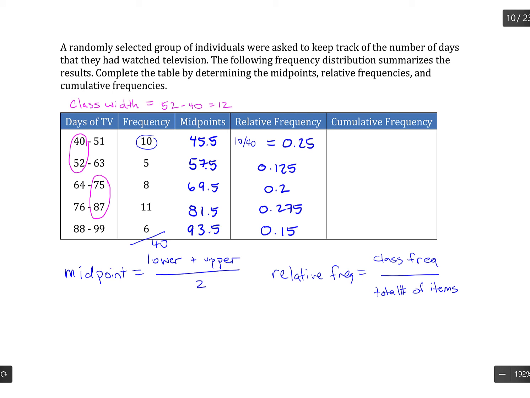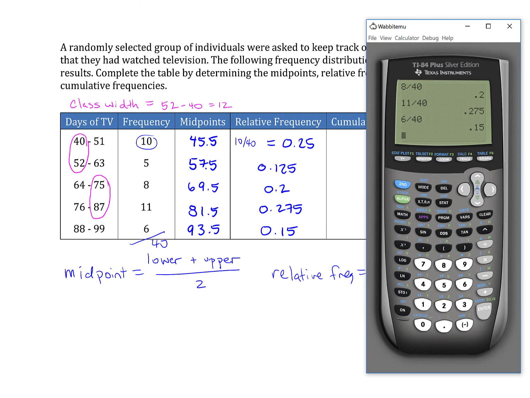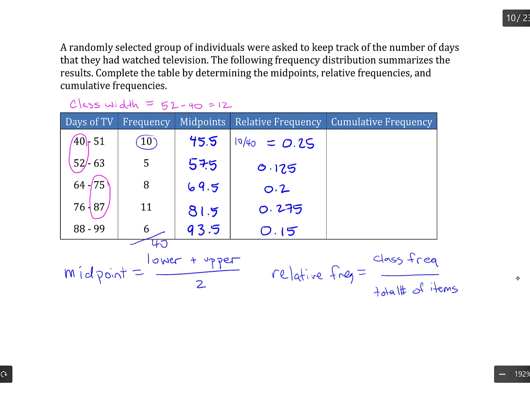One thing that is interesting about relative frequencies is that for a frequency table, all of your relative frequencies will add up to 1. So it's a great idea to double check yourself at this point. Make sure these add up to 1. And if they do, you're certain that you've got the right relative frequencies. Then you can move on to the cumulative frequencies.